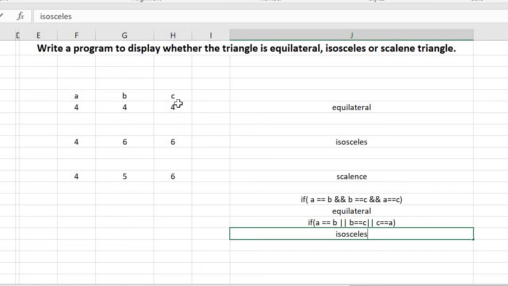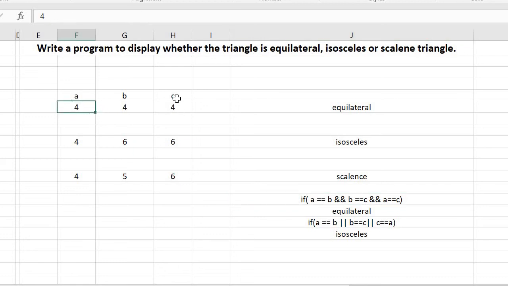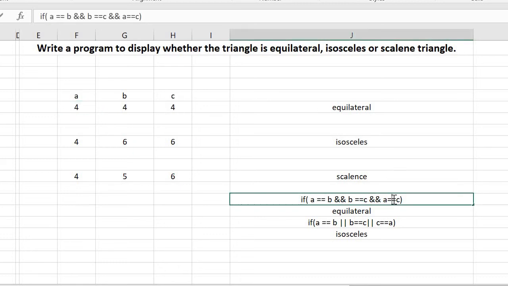But we can also write it in a much shorter way, that is, if A is equal to B and B is equal to C, that by itself means that 4 is equal to 4 and 4 is equal to 4. If both of these conditions are true, it means the third condition will automatically be true. So we do not need this statement over here.